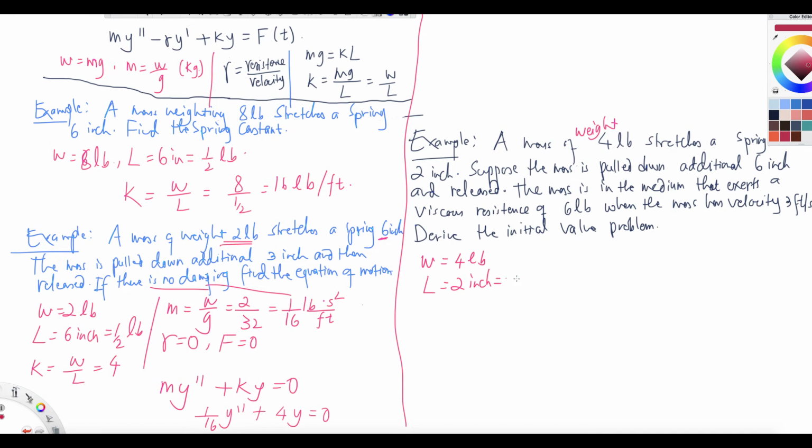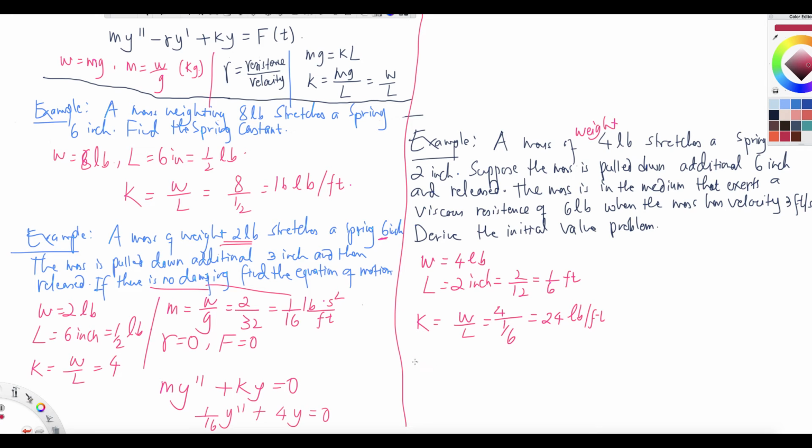So 2 inch means what? 2 over 12 feet, right? That will give you 1 over 6 feet. So how do I find out k then? The formula is W over L, right? So what do you get? You get W over L is 4 over 1 over 6, right? That will be 24 pound per feet.